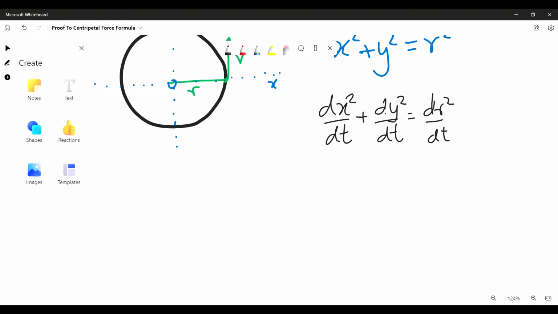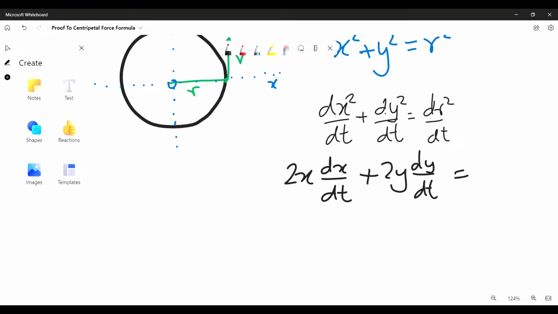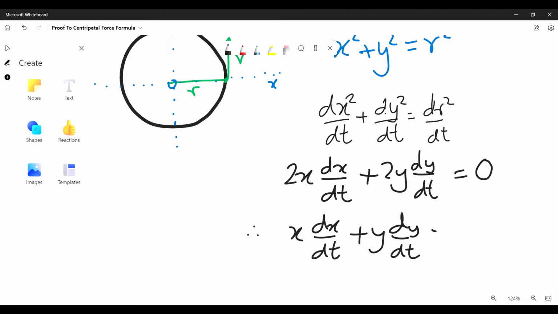x is a function of time, of course. So by the chain rule, we have the power rule 2x, and then the chain derivative, dx over dt, plus 2y times dy over dt. x and y are both functions of time, we're assuming. This is our x displacement and our y displacement. And r is, of course, a constant, so its derivative is 0. Now we get x dx over dt plus y dy over dt is equal to 0.